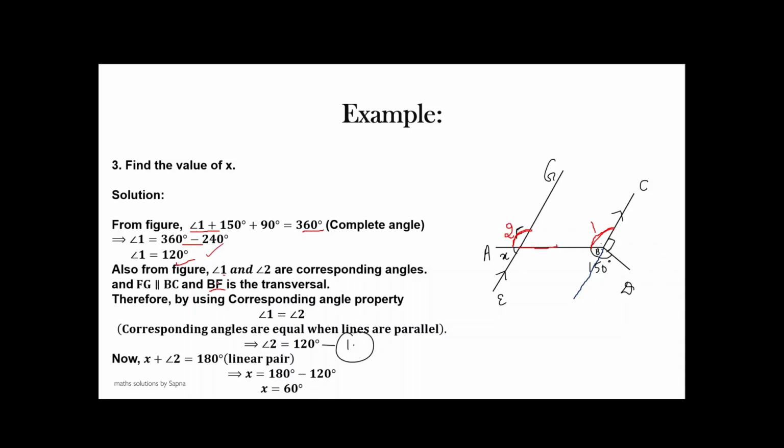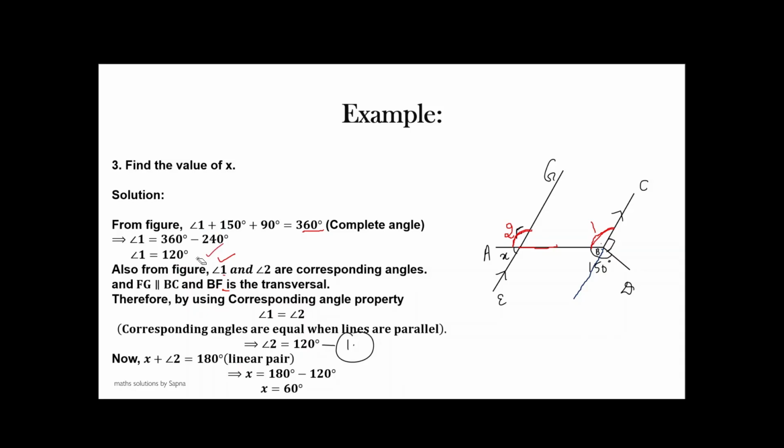Now from the figure, angle 1 and 2 are corresponding angles, and these lines are parallel. This one is the transversal. So I can directly use the corresponding angle property. It states that if two lines are parallel and there is a transversal, then the corresponding angles are equal. So from there, angle 1 would be equal to angle 2. Correct? And we have angle 1 as 120 degrees. So angle 2 would also be 120. Correct? I hope it's clear to you.